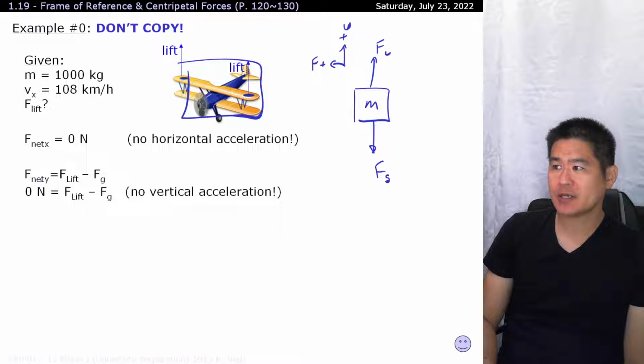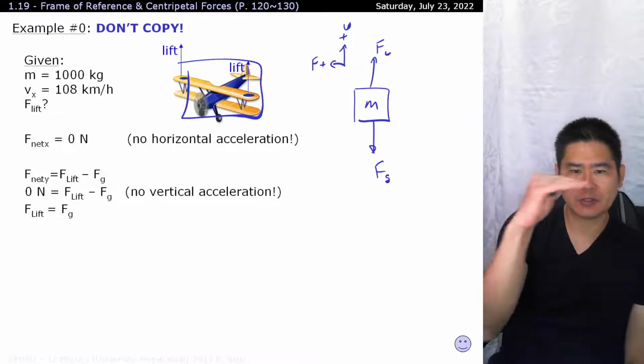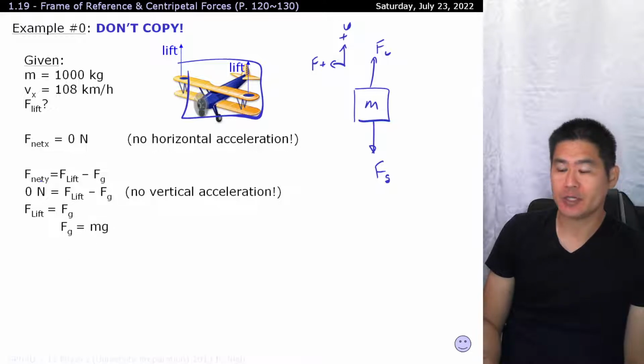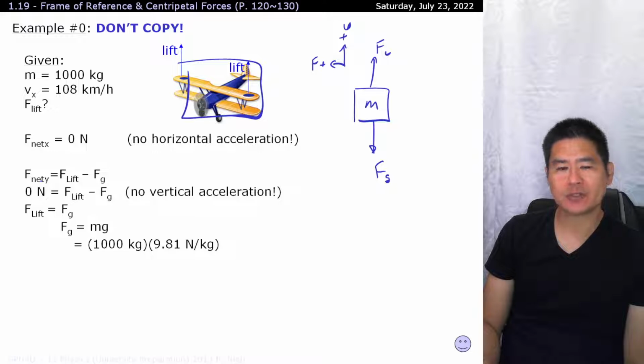If that's the case, then the lift force and the force of gravity have to match dollar for dollar. That's how you're able to travel in a straight line. Okay, and if Fg is equal to mg, then your F lift is equal to mg.